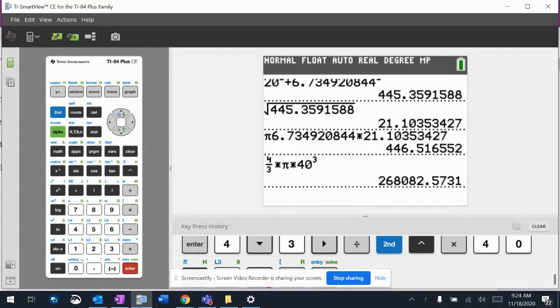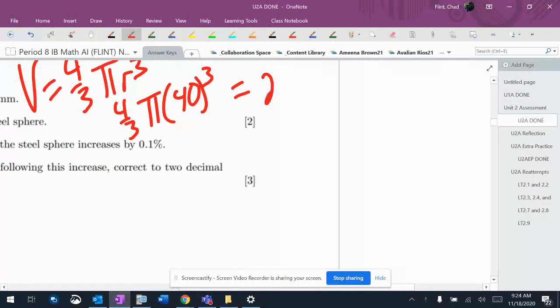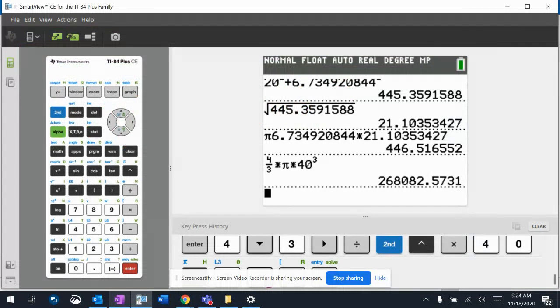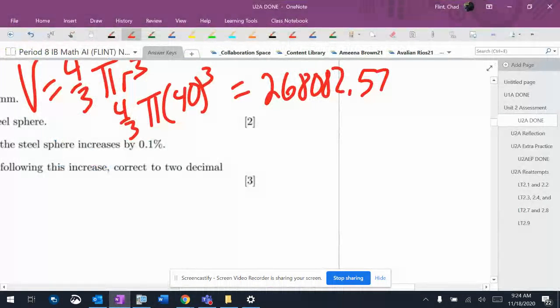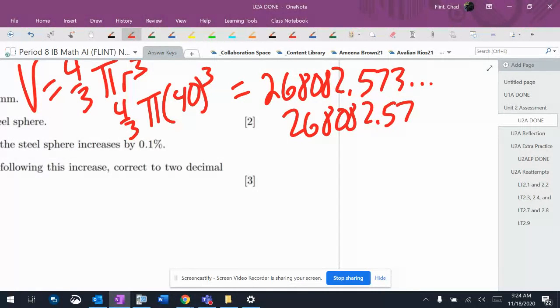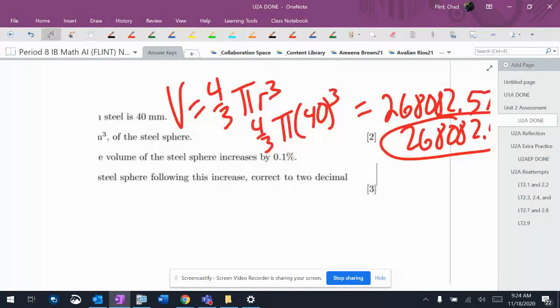So 268082.573. And again, 268082.57 is where I'm going to stop for that.